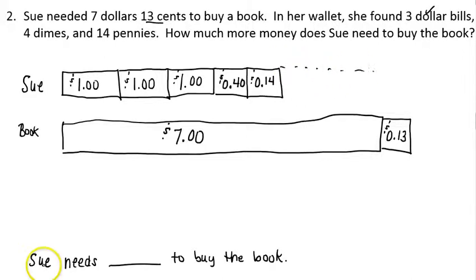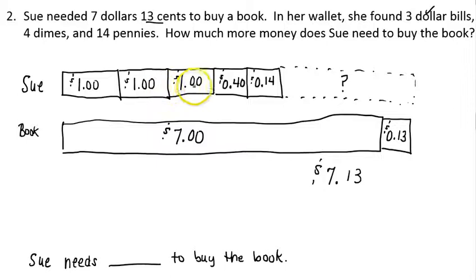This empty portion here, showing the difference between what Sue has and how much the book costs, is the answer to our question. We have to figure out how much more she would need to have the same amount as the book. We can do that through subtraction. We can start with the total cost of the book, which is $7.13, and we can subtract the amount of money that Sue had.